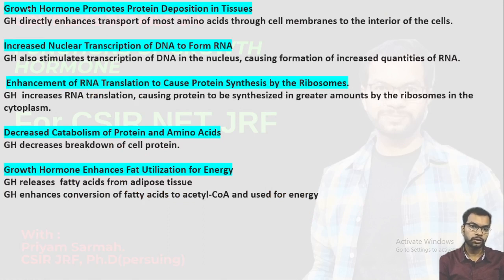Then comes the function of growth hormone. Growth hormone promotes protein deposition in tissue. In the previous video, we already saw that growth hormone increases protein deposition in tissue. But how does it increase protein deposition in tissue? Let's see this in this video. Growth hormone directly enhances the transport of amino acids through the cell membrane into the interior of the cell, increases the nuclear transcription of DNA to RNA, enhances RNA translation to cause protein synthesis by ribosomes, and decreases catabolism of protein and amino acids.